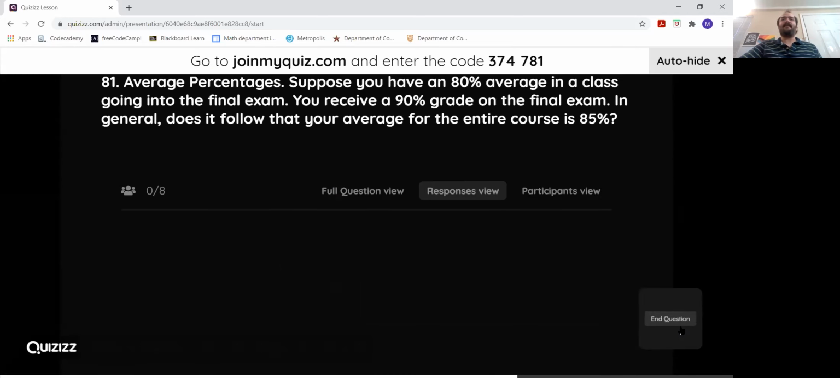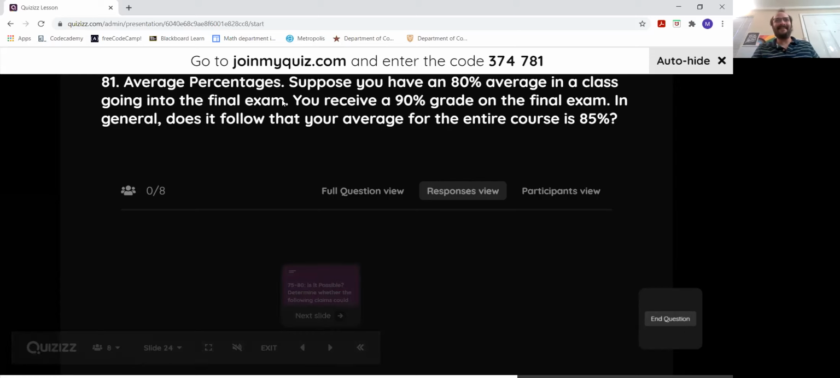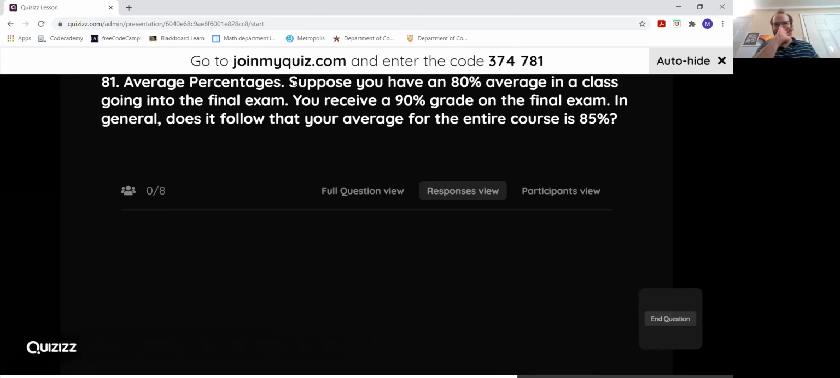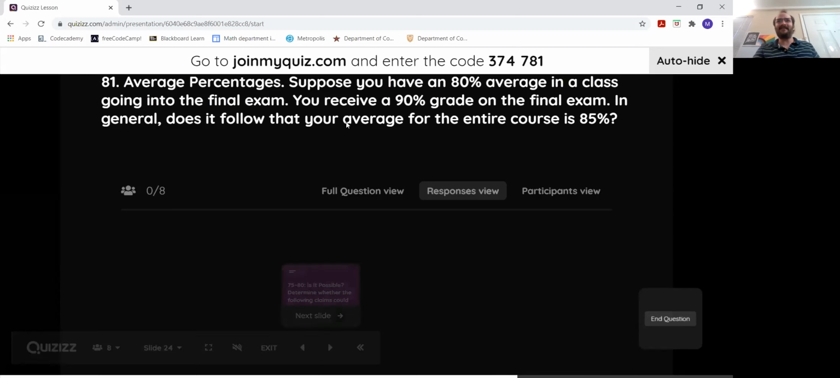Suppose you have an 80% average in a class going into the final exam. You receive a 90% grade on the final exam. In general, does it follow that your average for the entire course is 85%? Oh man, I don't remember how I did this slide. I remember I put another slide after this one, but I don't remember what I put on it, if I'm being honest. I may not have finished it. But if I didn't finish it, I can talk about it.